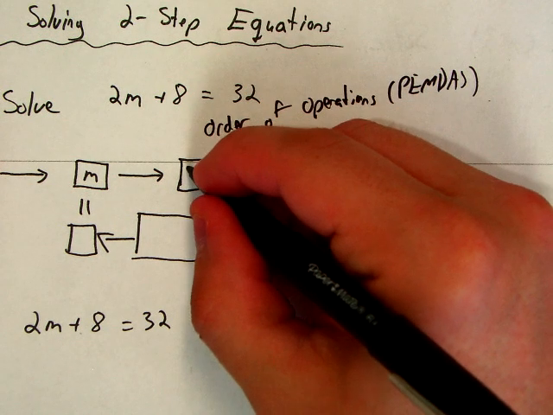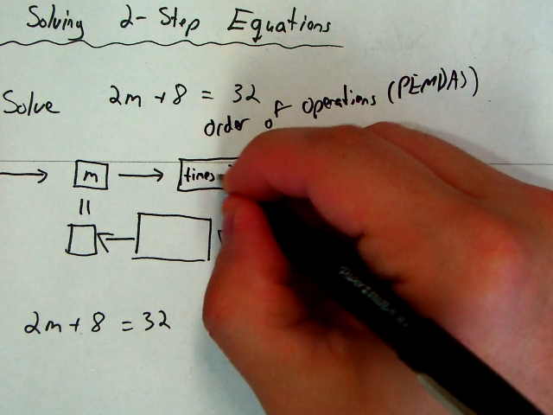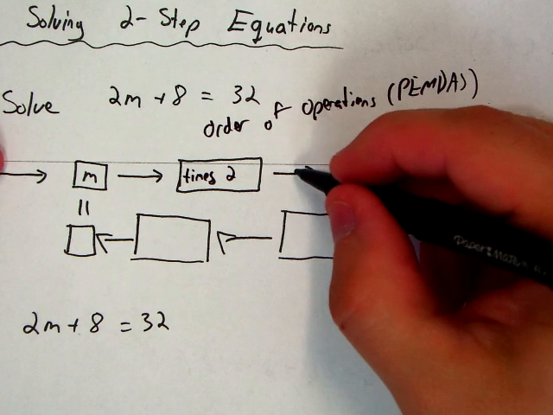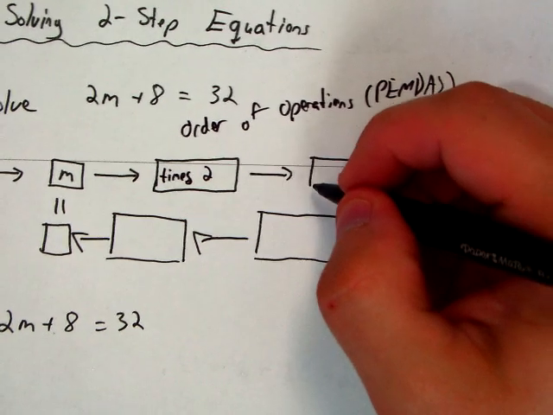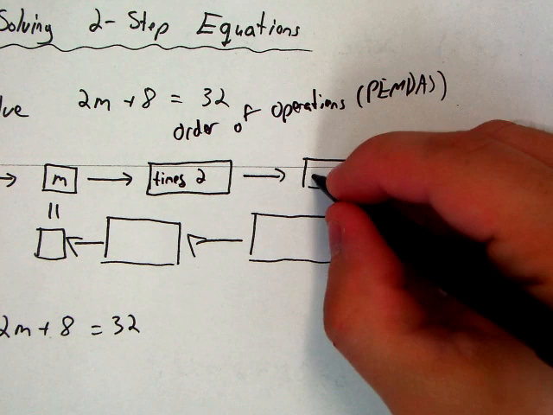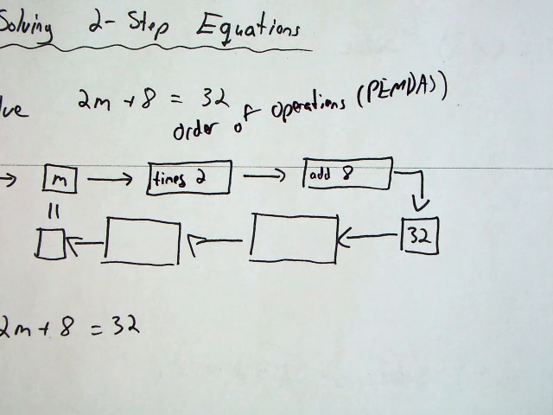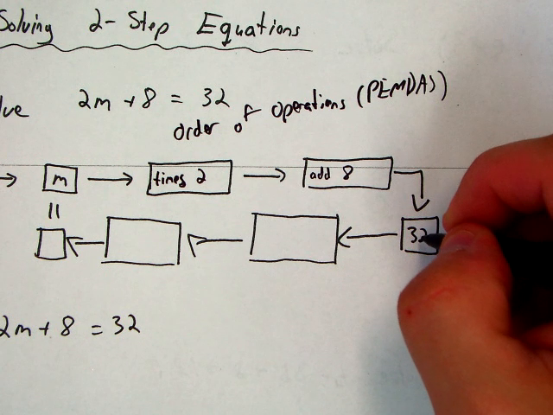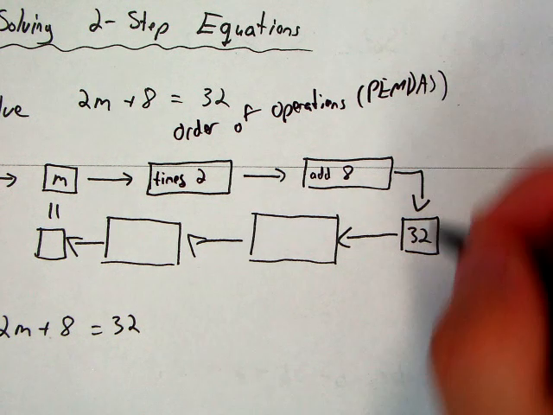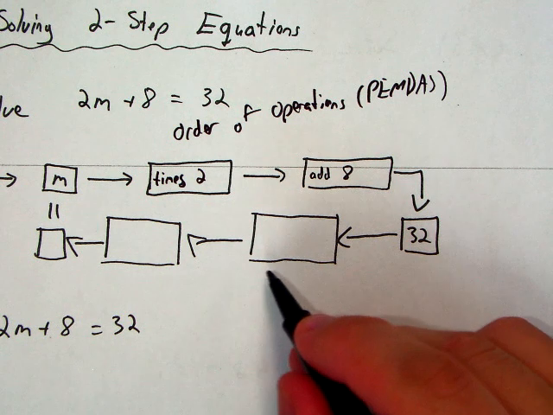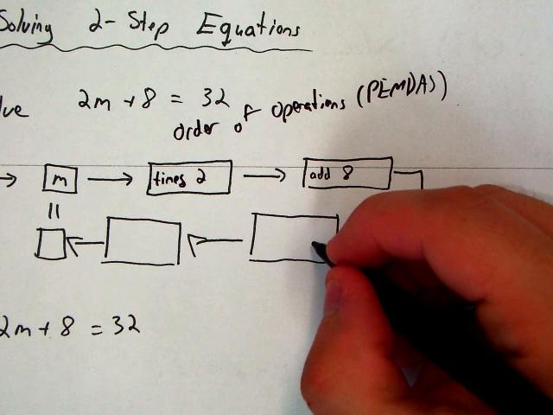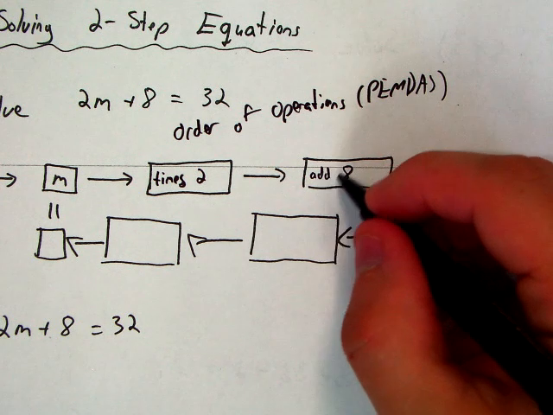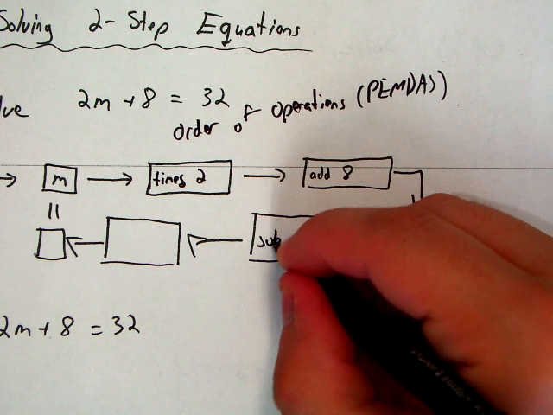So what we do is we say times 2, because that's what m is being multiplied by. And then as we move to the right, the next thing being done to the variable is addition, and that is adding 8. And as we go around the corner, that equals 32. Now, as we move along the bottom of this diagram here, this box undoes the box above it. So instead of adding 8, we're going to subtract 8.